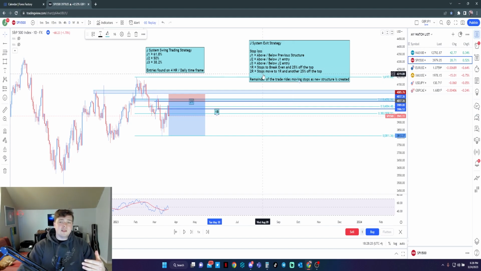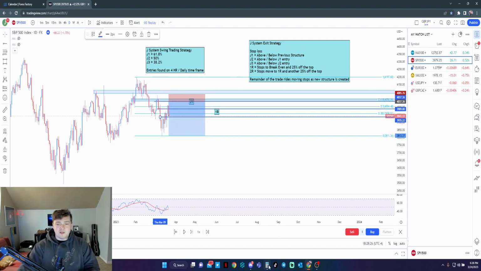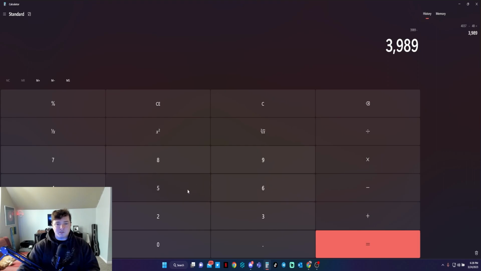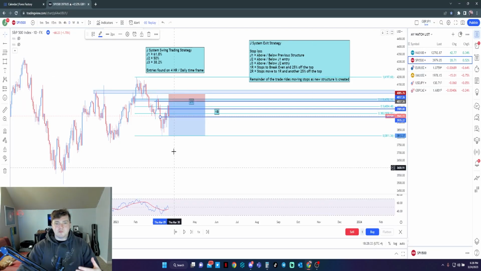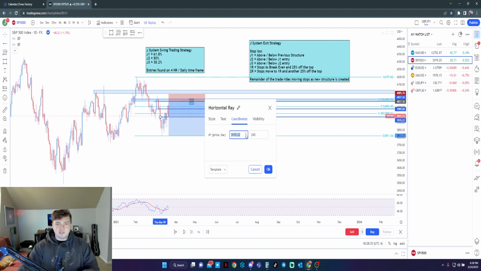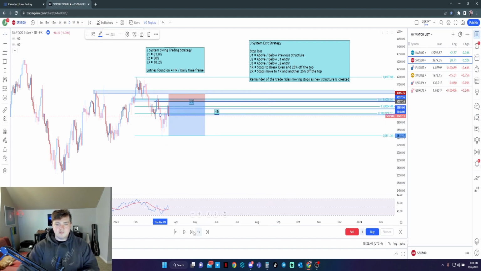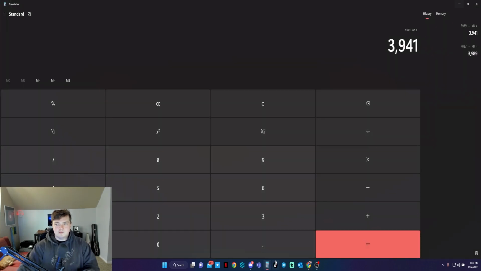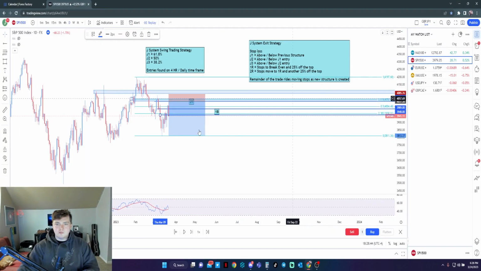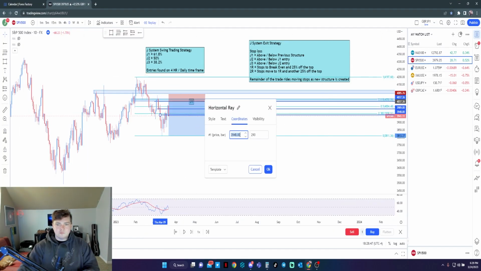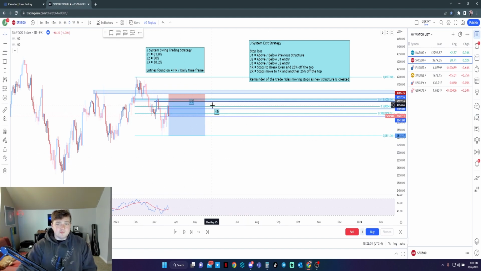Then we continue on. So I'm going to drop another horizontal line. I'm going to go back into my calculator, and we're going to subtract 48 again. That's going to give me 3941. That's going to give me my 2R. So I'm going to double click it, go to my coordinates, 3948, hit OK. Is that the number? Oh, 41. 3941, hit OK, and that's going to be our 2R.